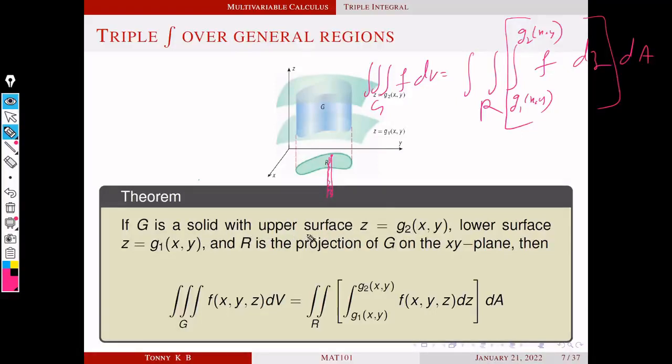If G is a solid with upper surface like this and lower surface G1 of xy, and R is the projection of G onto the xy plane, then we can evaluate this triple integral using this formula.